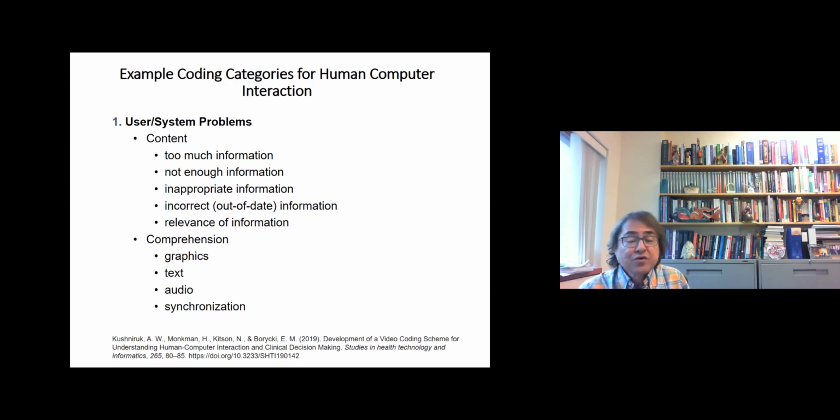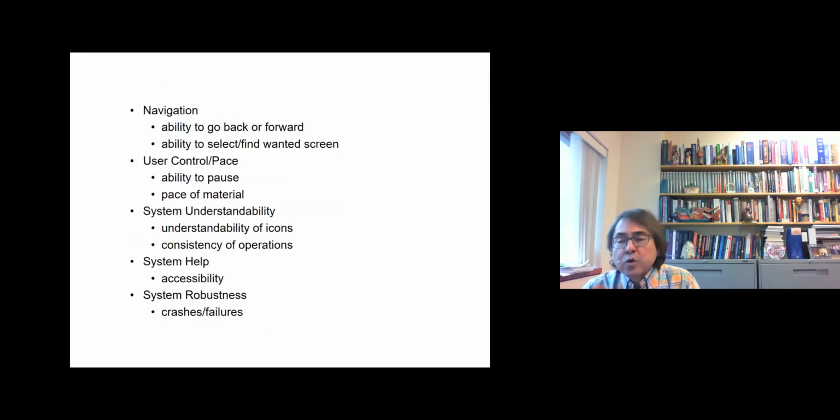So we cannibalized those, and we have categories, for example, content. If in their interaction there's too much information, not enough, or it's incorrect or out of date, those are categories. Comprehension: can they comprehend the text or graphics? Remember this one for the example I'm going to give. We have a category called navigation: can the user move forward or backward or find something in the system? User control and pace, system understandability. We created pretty comprehensive sets of this over the years. System robustness: does it crash?